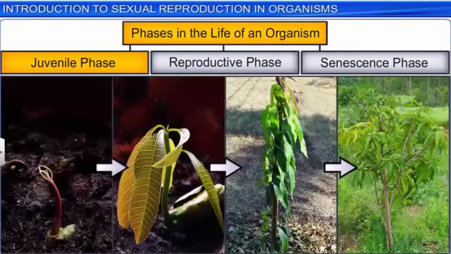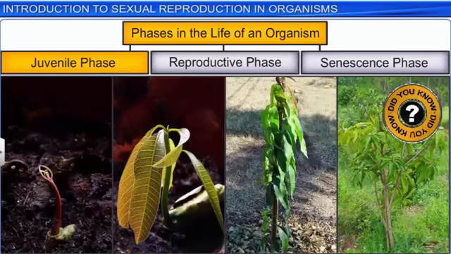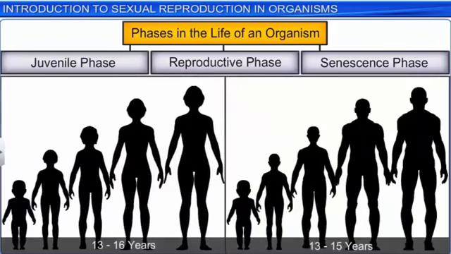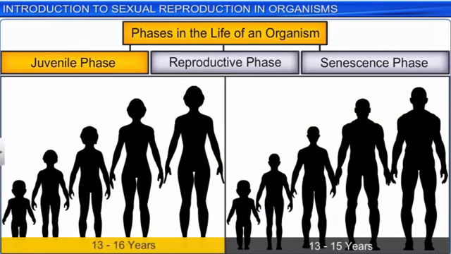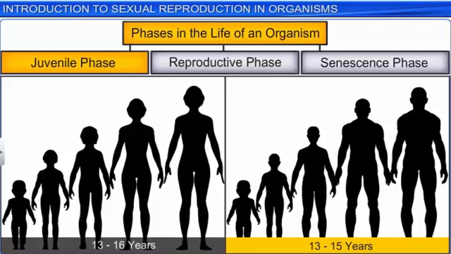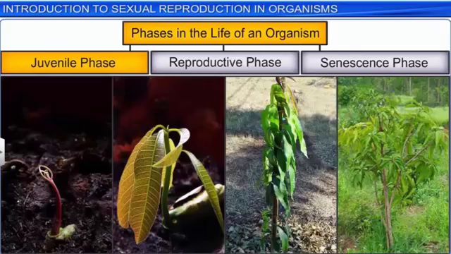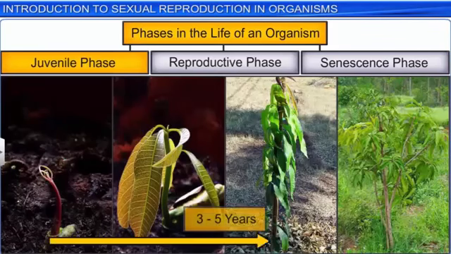Whereas in plants, we see the emergence of new leaves during the juvenile phase. Did you know that in plants, the juvenile phase is known as the vegetative phase? Interestingly, the duration of the juvenile or vegetative phase varies in different organisms. In human beings, for instance, the juvenile phase lasts for 13 to 16 years in the case of females and 13 to 15 years in males. Whereas a mango tree remains in the vegetative phase for around 3 to 5 years.